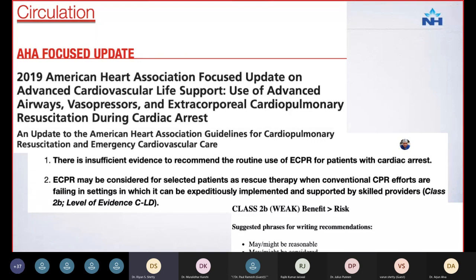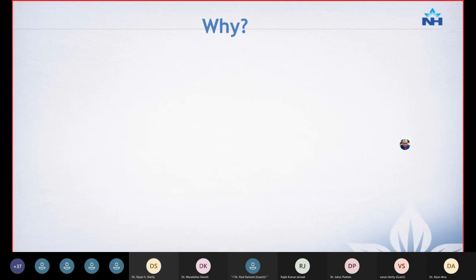They say it may be considered, may be reasonable, to deliver ECPR, but they clearly mention it's a rescue therapy when conventional CPR efforts are failing, and not to forget, in settings where it can be implemented quickly and supported by skilled providers. So it clearly says that you should have lots of experience and skilled providers. The natural curve is to do more elective ECMOs, respiratory ECMOs, and a lot of complicated ECMOs, and only then dare to embark on an ECPR program.